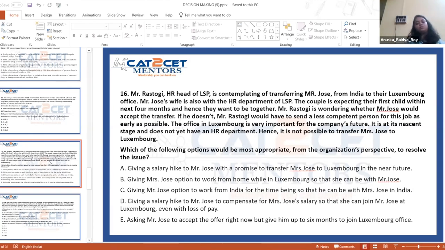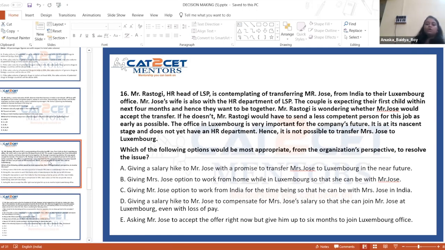Jose to Luxembourg. ठीक है, यहाँ प्रॉब्लम क्या है कि एक इंसान को ये लोग चाहते हैं लग्जमबर्ग में भेजना, उसकी बीवी है, they are expecting a child. Now the wife is also with the same organization, but the wife cannot go there because there is no HR department there. But this Mr. Jose has to be sent there because he is very important. He's a very important person, and Mr. Luxembourg office needs him.